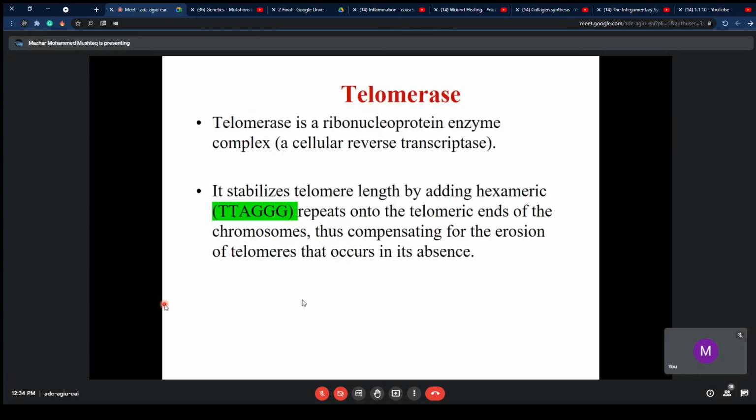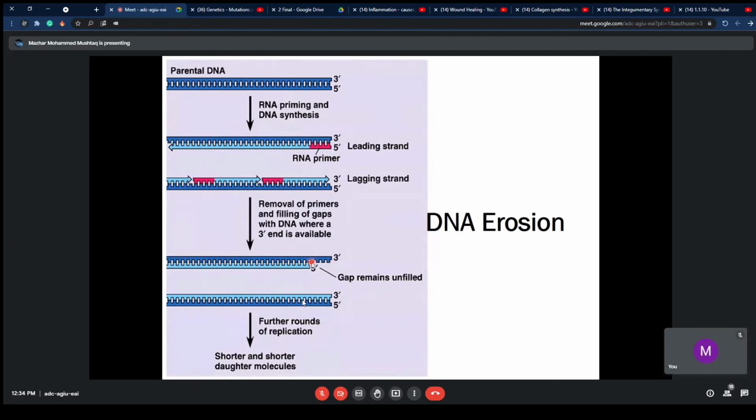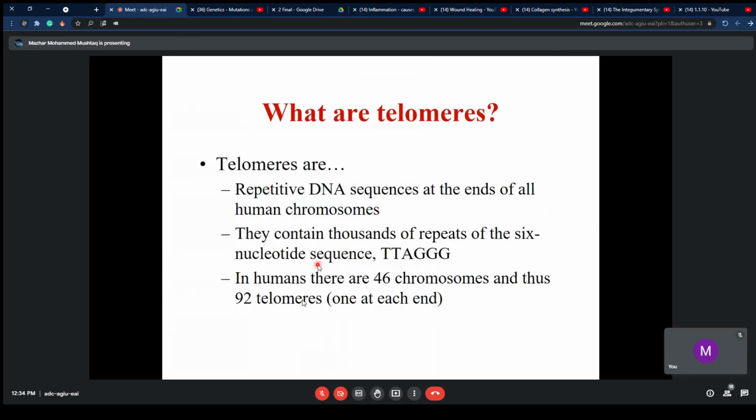Doctor, what is the sequence TTAGGG? So this is the telomeric sequence, TTAGGG. This sequence is basically present here. Every time it gets shorter, it removes the sequence. Okay. Yeah.